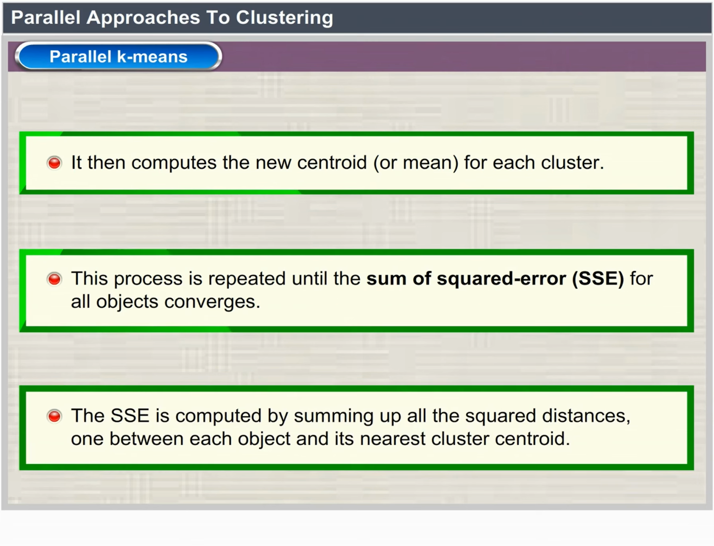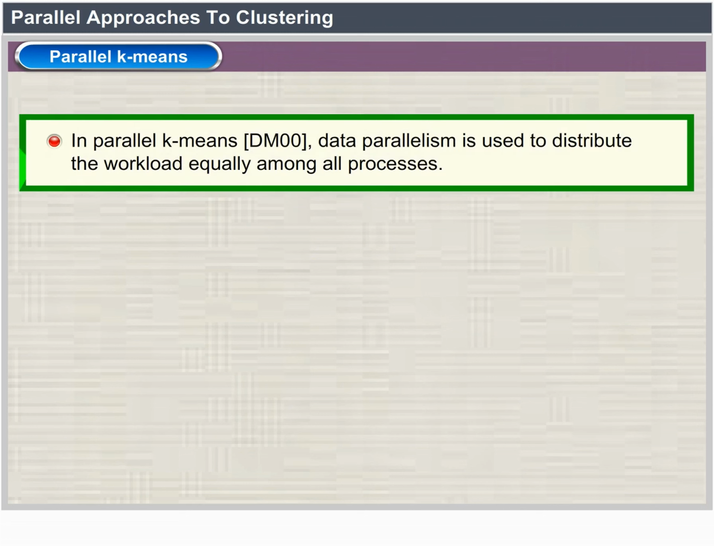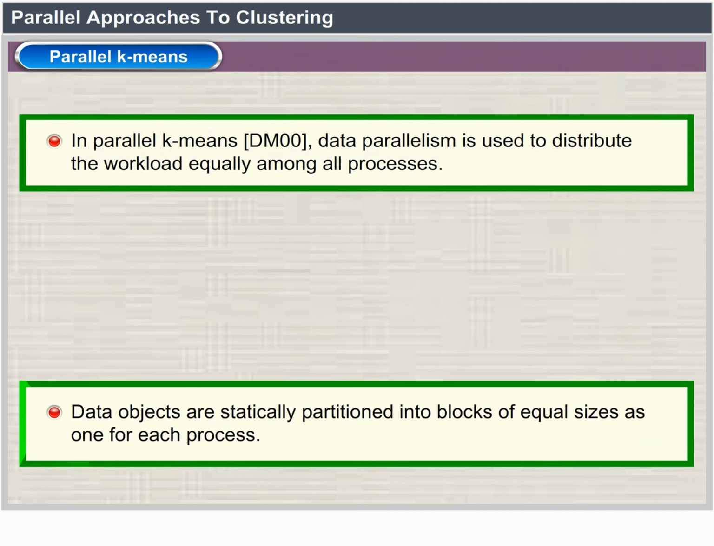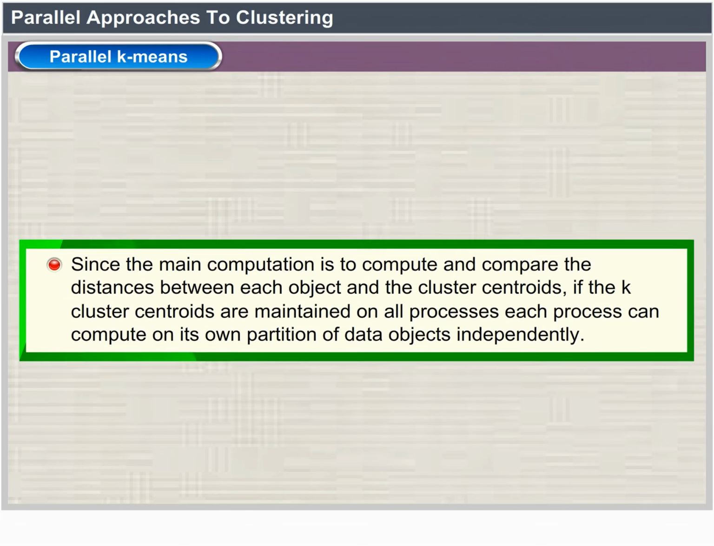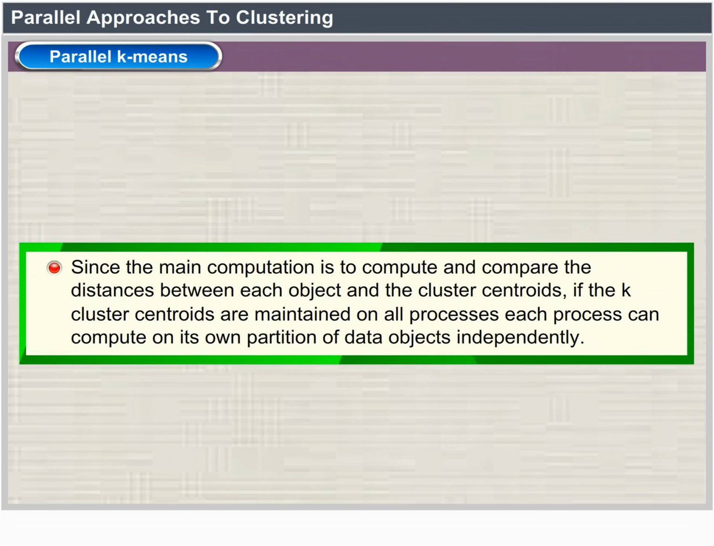In parallel K-means, data parallelism is used to divide the workload evenly among all processes. Data objects are statically partitioned into blocks of equal sizes, one for each process. Since the main computation is to compute and compare the distances between each object and the cluster centroids, each process can compute on its own partition of data objects independently if the K cluster centroids are maintained on all processes. The algorithm is summarized in the following steps.